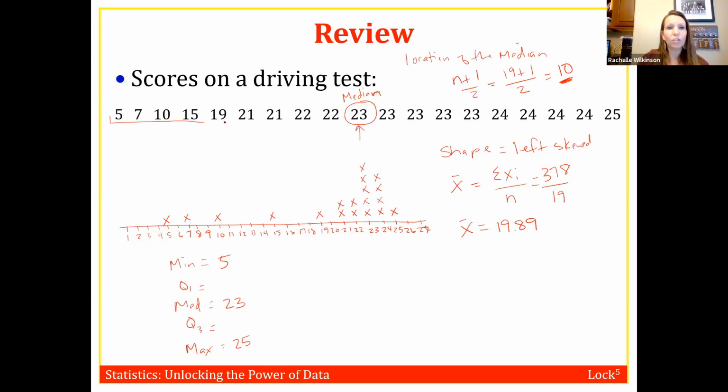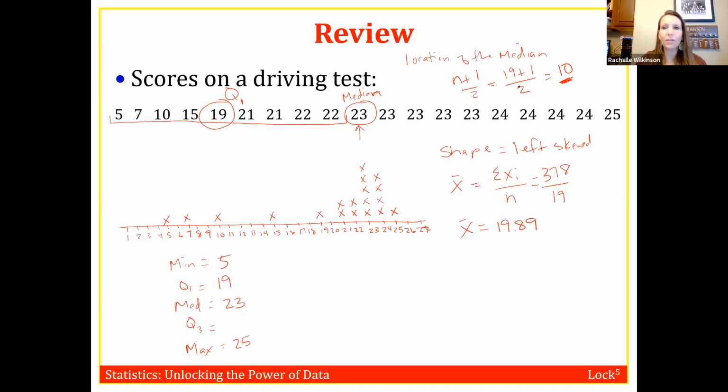Okay, so Q1 is going to be the median of this lower half of the data. And I think there's 9 observations here: 1, 2, 3, 4, 5, 6, 7, 8, 9. So the middle observation, if I work my way in from both sides, is going to be 19. I have 4 below and 4 above. So that's going to be my Q1.